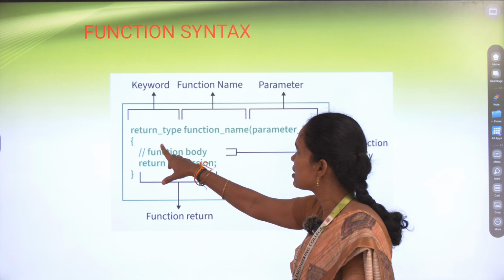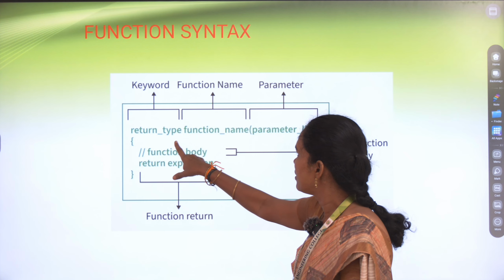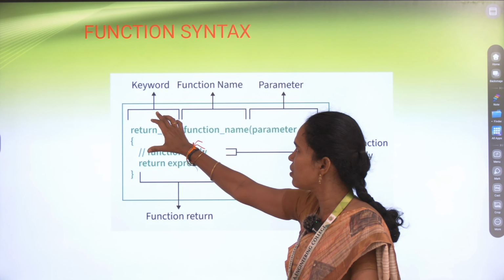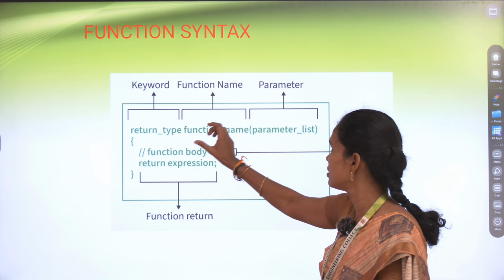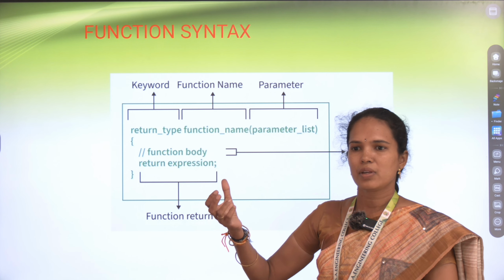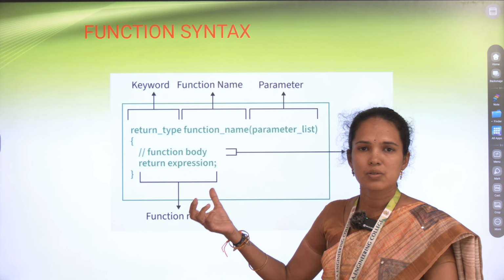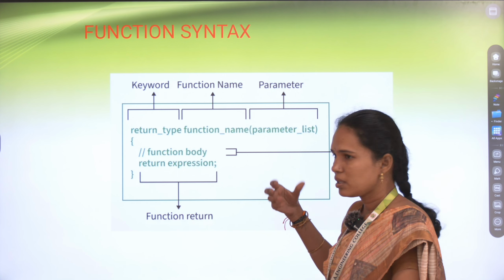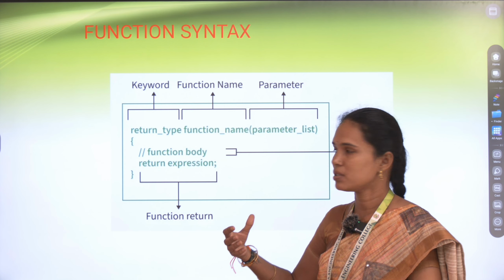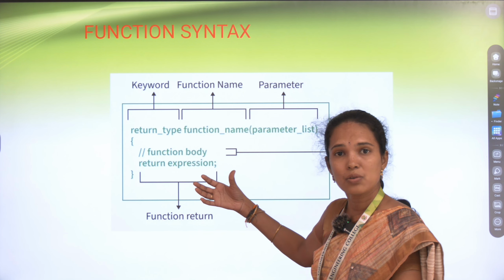So we have to use the keyword, then return type, function name, parameter list, and function body. You can give any name. See, we are using a user defined function. There are two types of function: predefined function and user defined function. Predefined functions, as you know, are printf and scanf. Whatever we are seeing here is a user defined function.